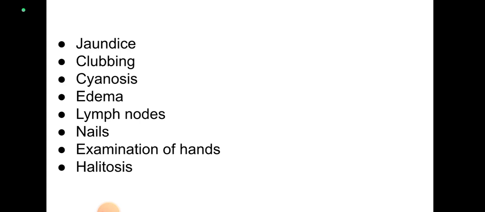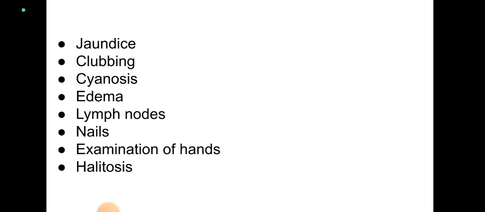Then we look for clubbing, which is the enlargement of the distal portion of the fingers and toes due to proliferation of connective tissues. We have made a detailed video on clubbing on this channel. You can find it out and look for it. Same for cyanosis, which is a bluish discoloration of skin and mucous membrane caused by increased quantity of reduced hemoglobin in superficial blood vessels. We have made a detailed video on it.